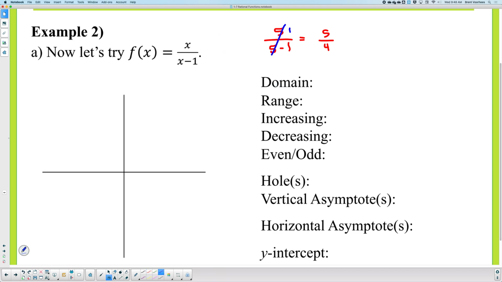Okay, if I cancel, and let's just say I thought that was a 1. Is 1 divided by negative 1 the same thing as 5 divided by 4? No. What about if I thought it was a 0? Is 0 divided by negative 1 the same thing as 5/4? No. So that doesn't work. You can't cancel like that.